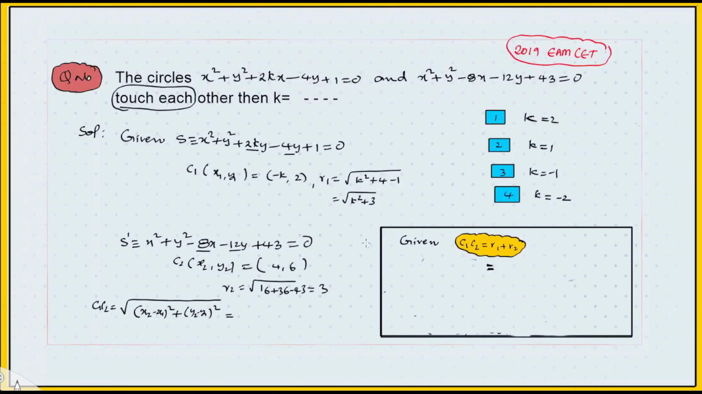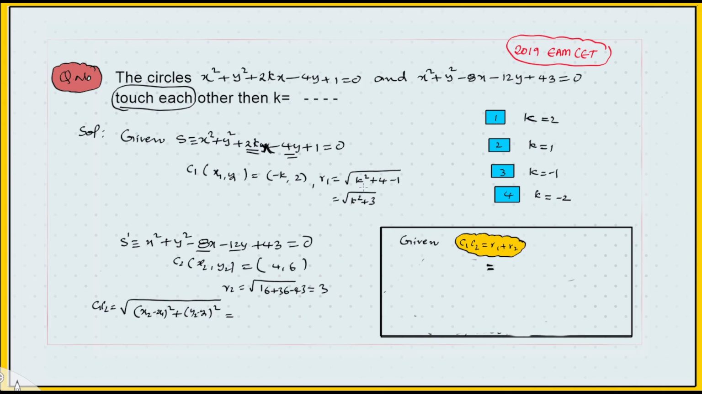Now, the next question: the circles touch each other, then find the value of k. So first write down the given circle, x square plus y square plus 2kx minus 4y plus 1 equals 0. Center (x1, y1): half of the x coefficient and half of the y coefficient with opposite sign. The x coefficient is 2k, so half of it with opposite sign is minus k, and half of the y coefficient is plus 2.